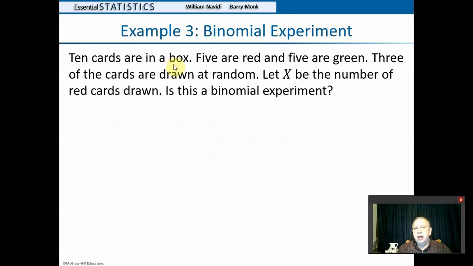10 cards are in a box. 5 are red, 5 are green. 3 of the cards are drawn at random. Let X be the number of red cards drawn. Is this a binomial experiment?